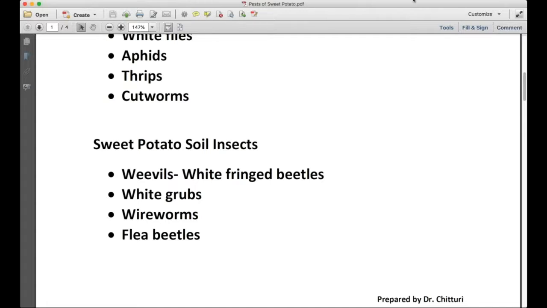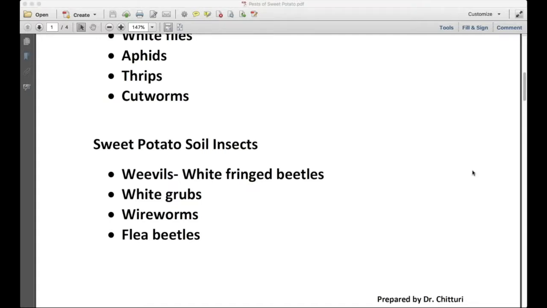Yeah. Now, if there are no comments, there are a few. I want to highlight one additional insect pest, which is the sweet potato weevil. But I would first of all wait for comments and questions.